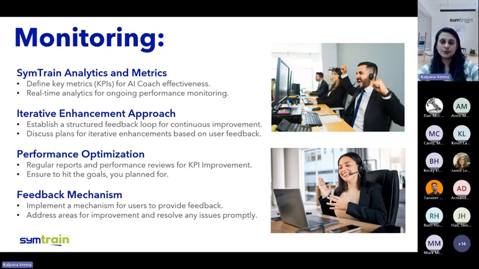You are not just running SymTrain, you want to track your performance, and for that you have your KPIs decided. You ensure that you're checking real-time performance for your team members. Once they have started using the sims, you want to check the performance on a daily basis instead of just waiting for a week and then checking it. Because if you check daily, you get to know if the simulations are being used the way you wanted everybody to use them. So that's why checking performance on a daily basis is really important.